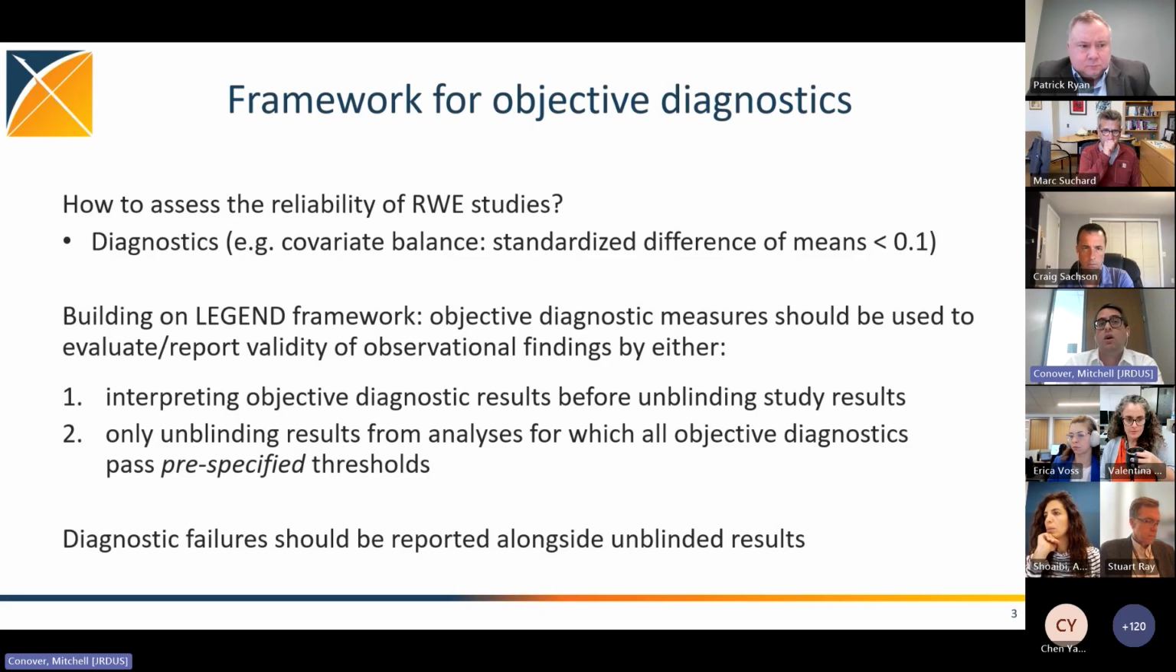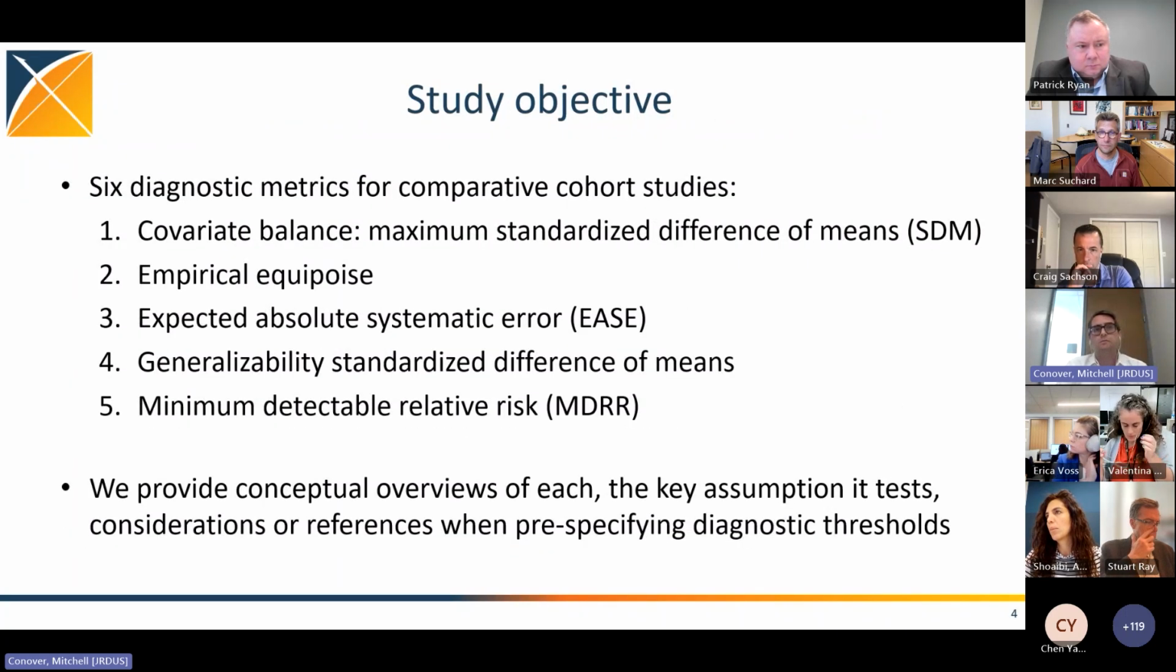So broadly, when we talk about objective diagnostics, we can build on the principles of evidence dissemination in the LEGEND framework, and we do so by proposing objective diagnostic measures should be used to evaluate and report validity of observational findings by either one of two approaches. One, interpreting objective diagnostic results before unblinding study results, or two, only unblinding results from analyses for which all objective diagnostics pass thresholds that are pre-specified before we complete the analysis. We further propose that all diagnostic failures should be reported alongside the unblinded results.